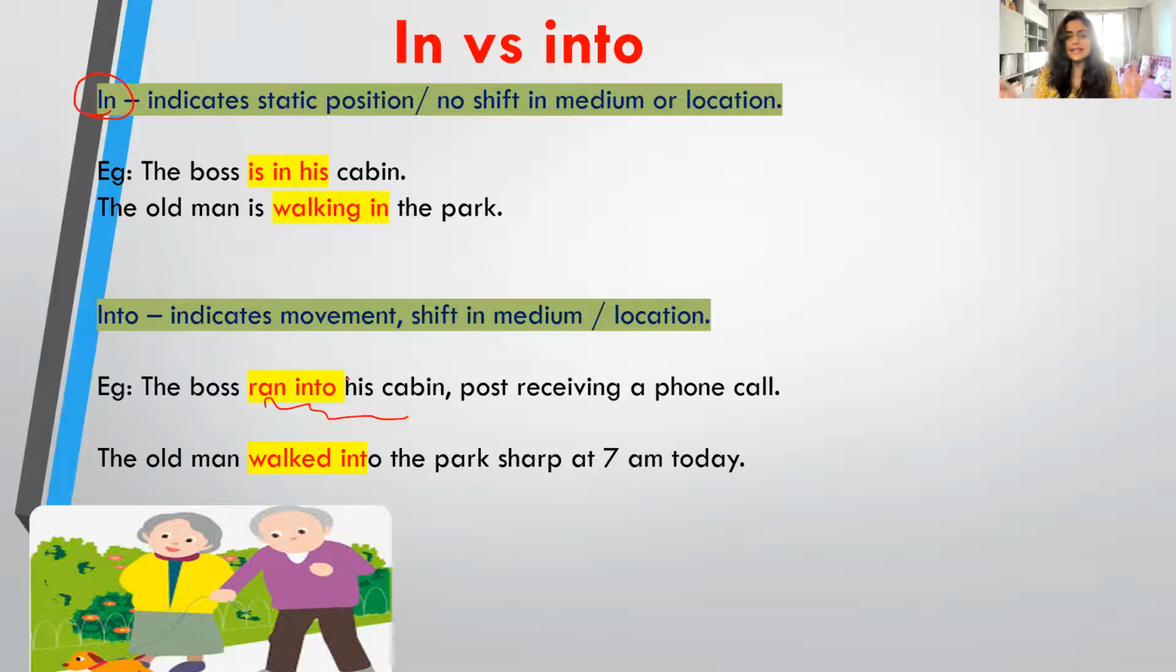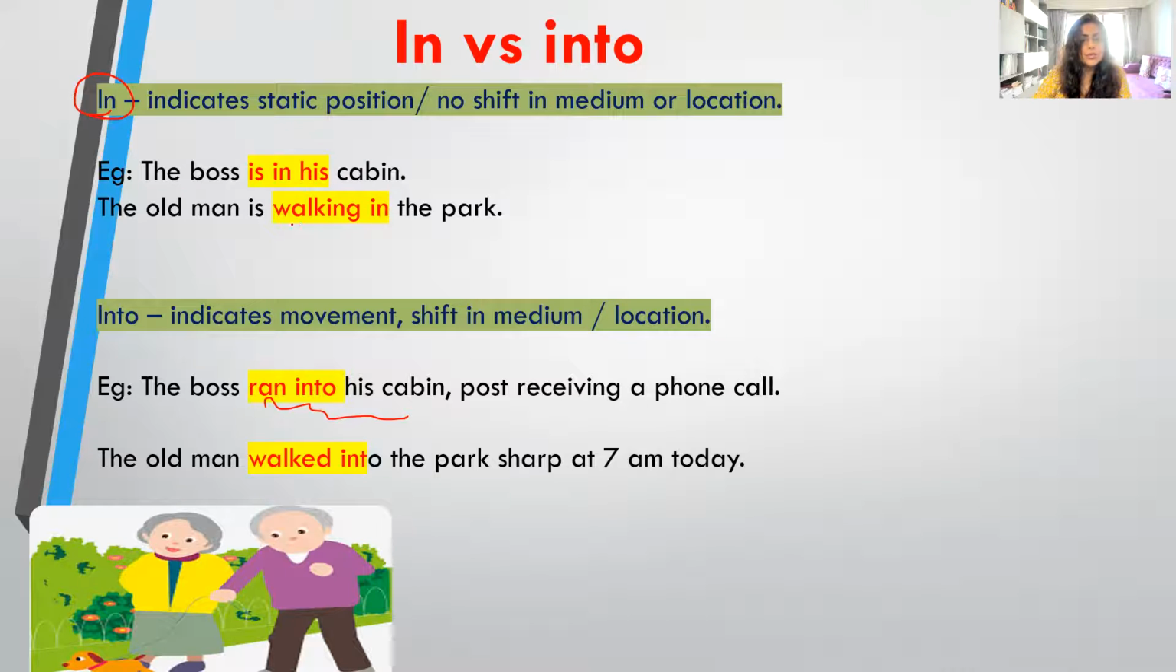So what do we understand? In is used when there is no shift in location, no shift in medium, and it indicates a static position, like the boss is in his cabin. And when do we use into? Whenever there is a movement involved along with a shift in position, a shift in medium. Let's discuss one more example.